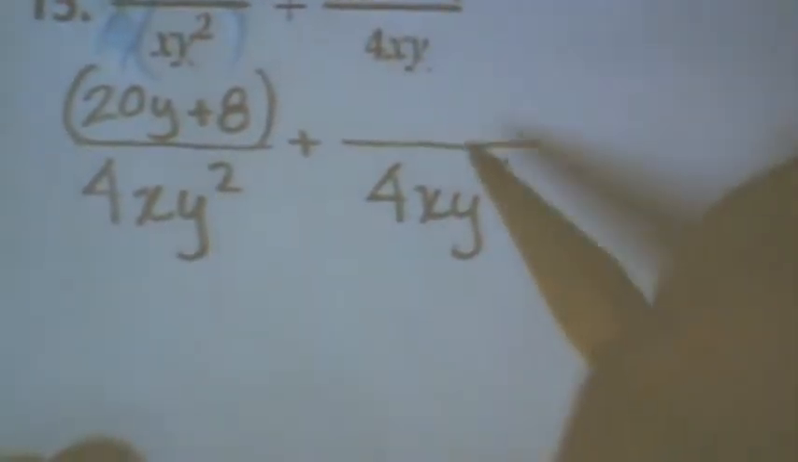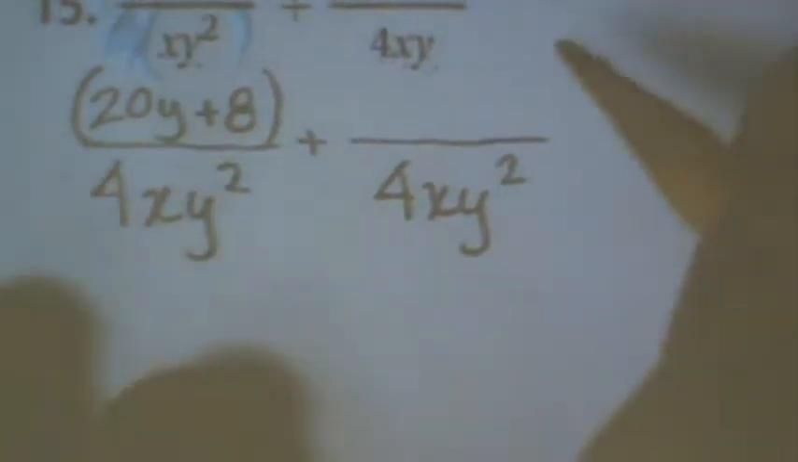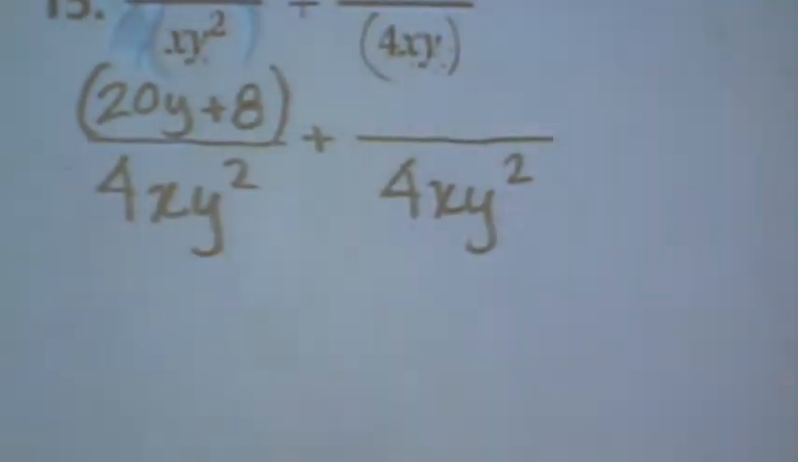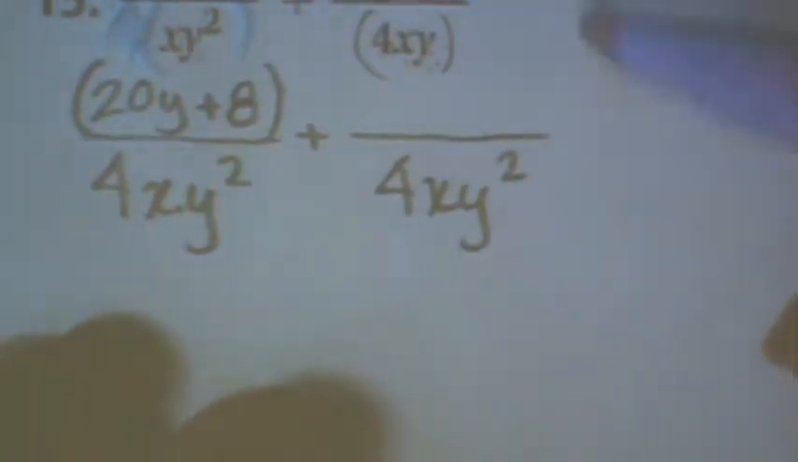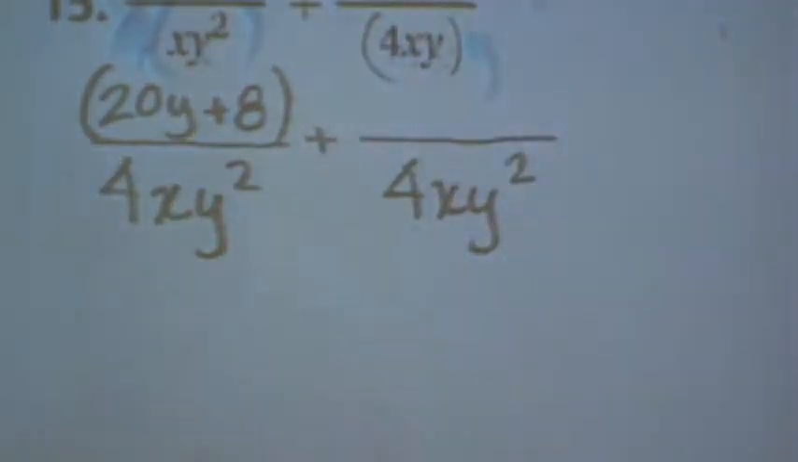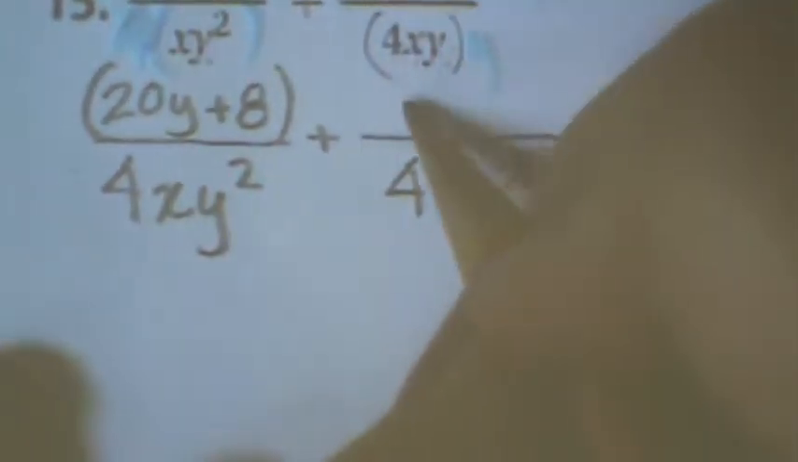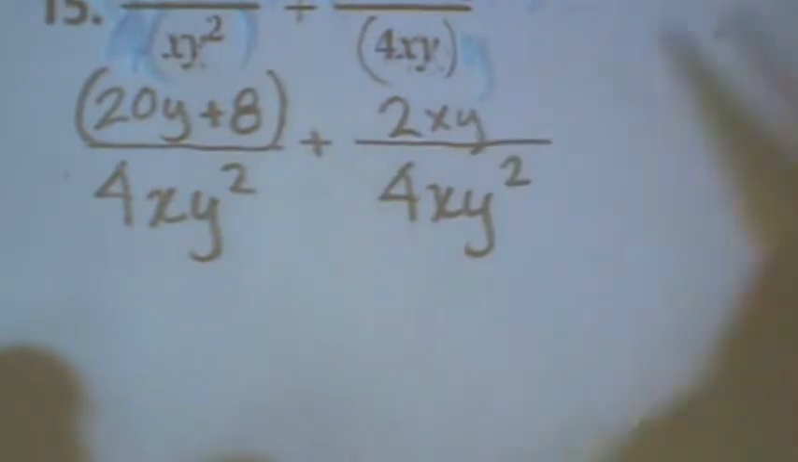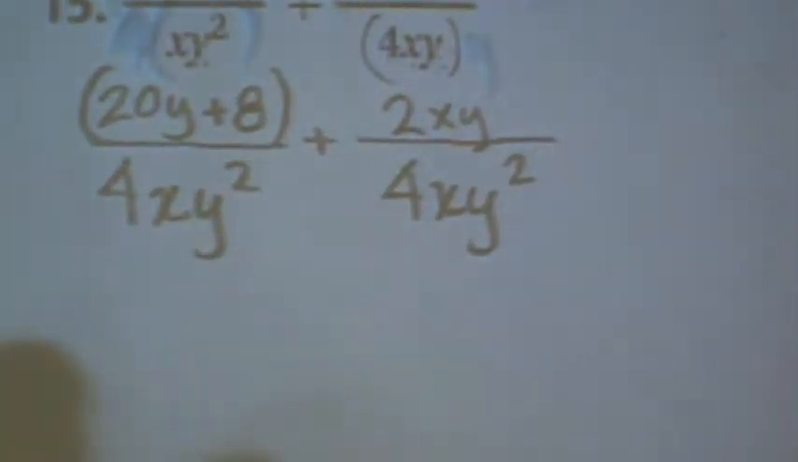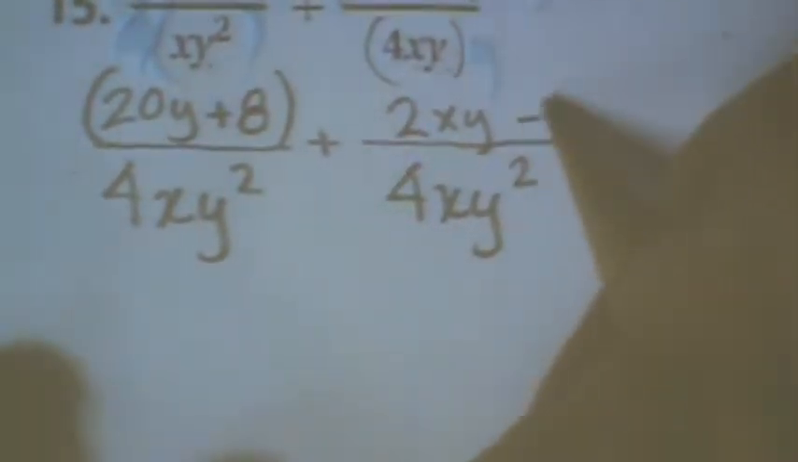Okay, now look at your second fraction. What's missing? We have a 4, we have the x, and we have 1 of the y's. What's missing? What do we need? We want this to equal this. What do we have to multiply this by to get that? What's missing? A y. So we're going to multiply that by y. So you have 2x times y is 2xy. And then minus 4y.